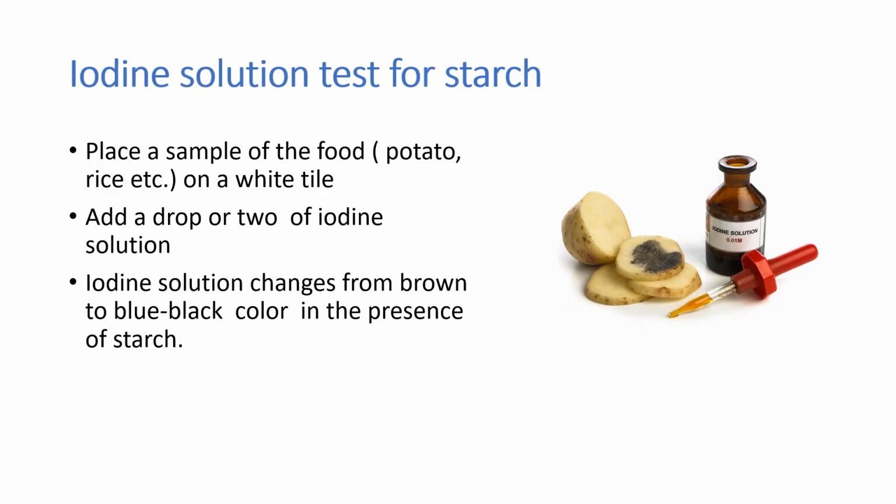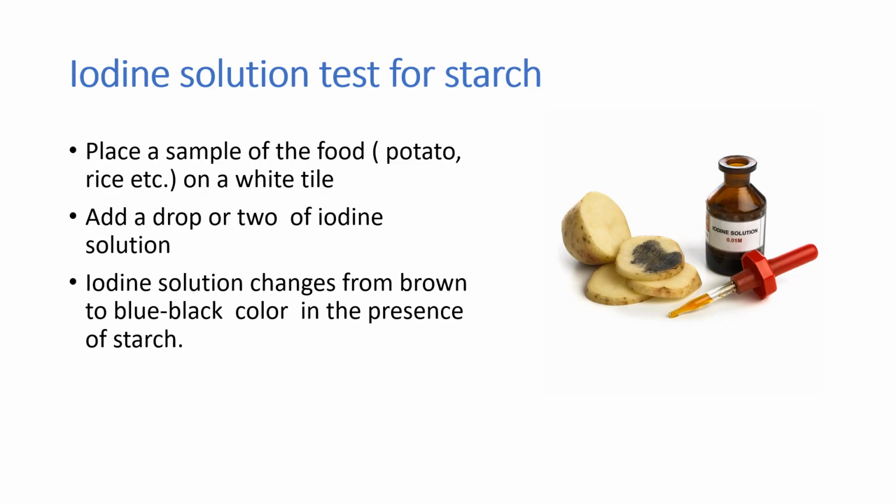Iodine solution test for starch. Starch is present in foods like potatoes, rice, bread, pasta, etc. So simply we can use the food in the solid form. We have to place a sample of the food on a white color tile. The idea is to see the color change clearly.